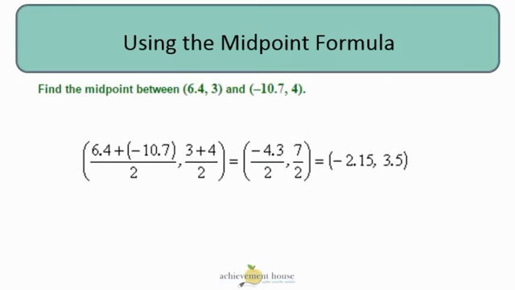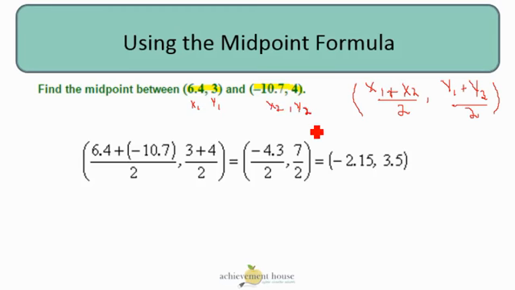Here we have a problem. It says to find the midpoint between 6.4, 3 and negative 10.7, 4. So I'm going to use our formula, x1 plus x2 over 2, and y1 plus y2 over 2. That will be our midpoint. And so we'll call this x1 and y1, and we'll call this x2 and y2.